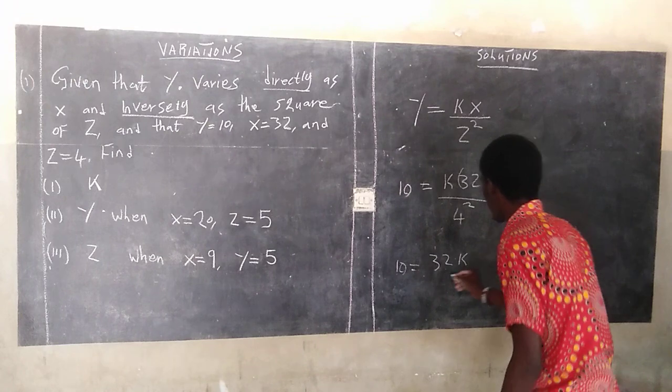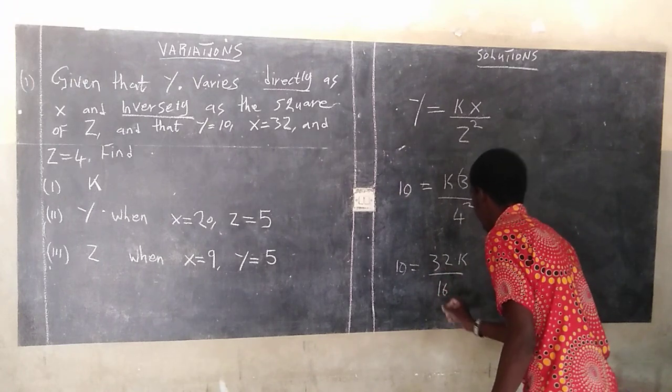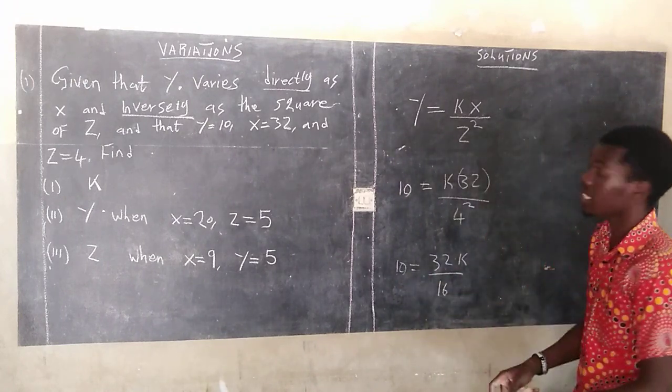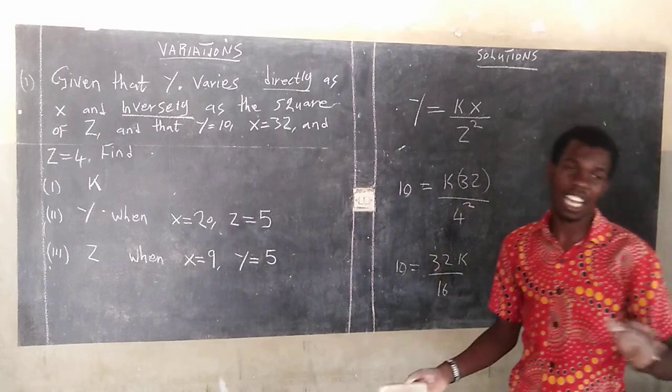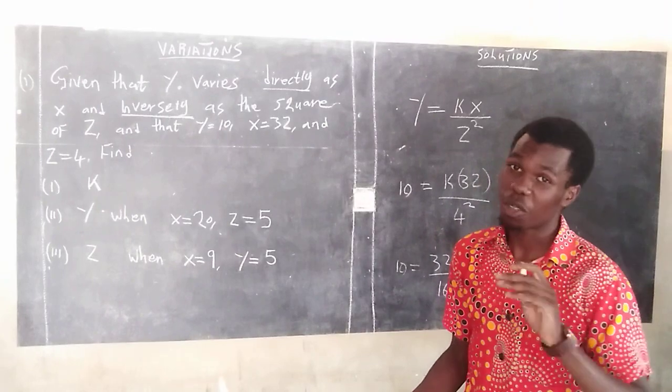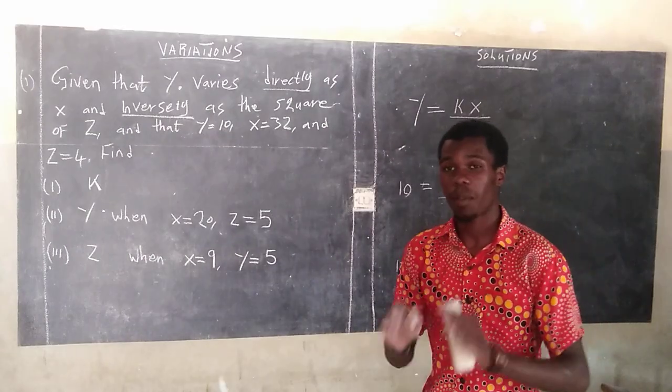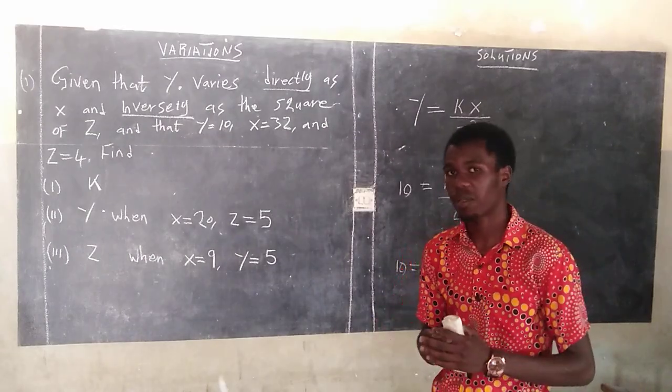Okay, so here I'm going to have 16. Now this is paper 1. Under paper 1, you are not supposed to be using a calculator.